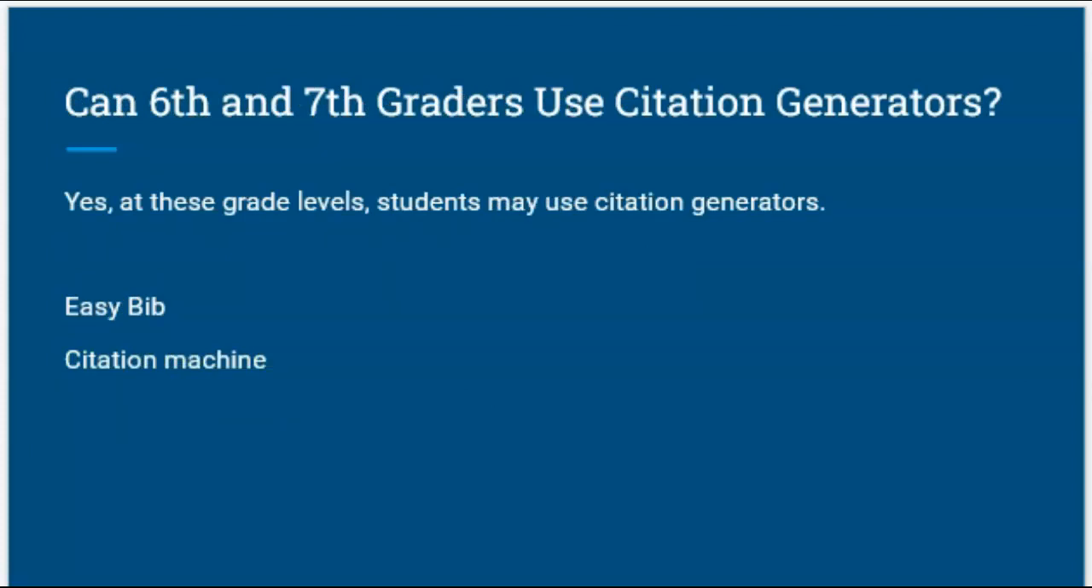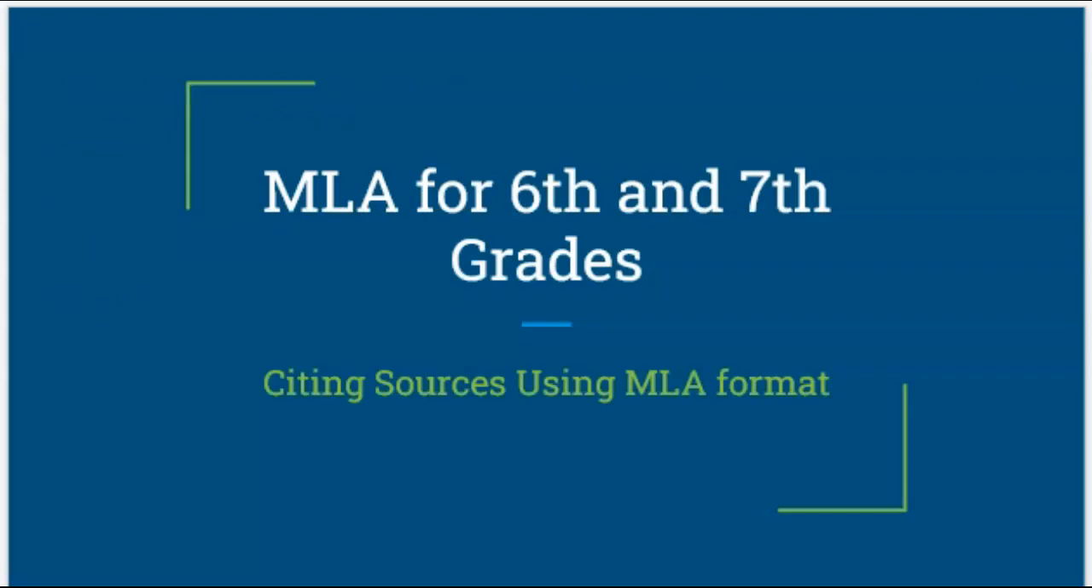Okay. And then finally, the last question: can 6th and 7th graders use citation generators? Yes. At these grade levels, students may use citation generators. These are websites where they will help you create your citation. EasyBib and Citation Machine are two examples of those. All right, so these are all your directions here on how to use MLA citations for 6th and 7th graders. If you have questions, reach out to your teacher, and your teacher will be able to help you.